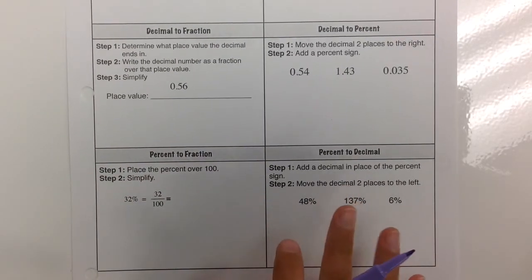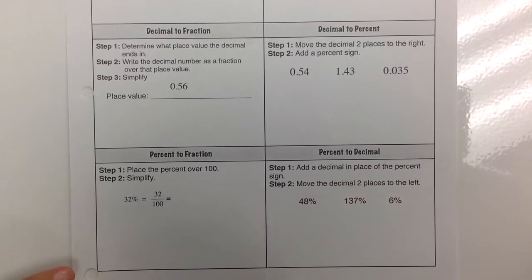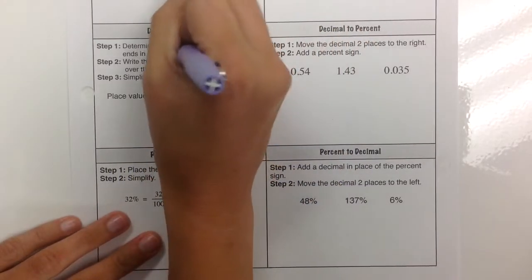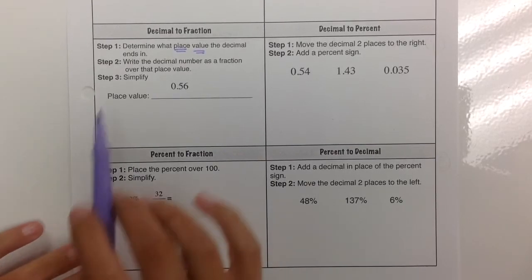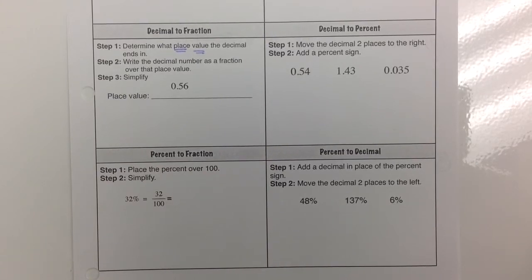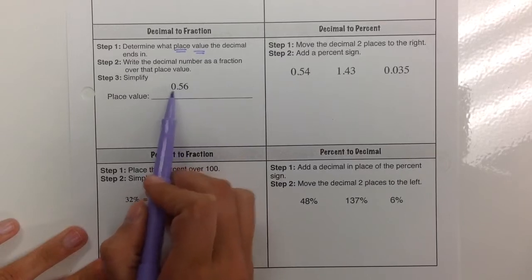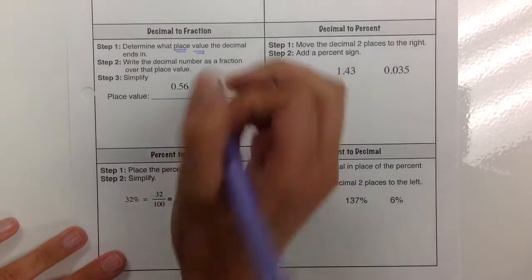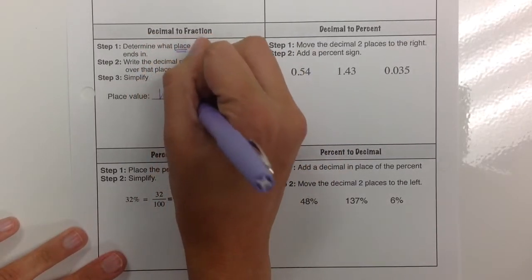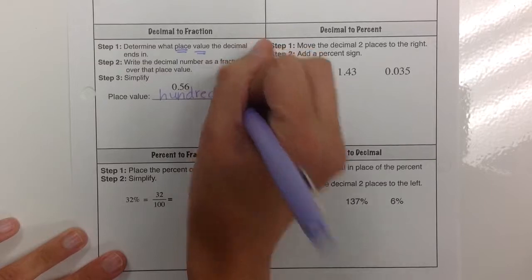Now we're going to look at, if we have a decimal, how we convert it to a fraction and to a percent. So if I'm converting a decimal to a fraction, this is where place value comes in handy. So we have to determine what place value the decimal ends in. Then we're going to write the decimal number as a fraction over that place value and simplify that fraction. So if I'm looking at this decimal here, the 5 is in the tenths place, the 6 is in the hundredths place. So the place value of this decimal is the hundredths, because that's where it ends.